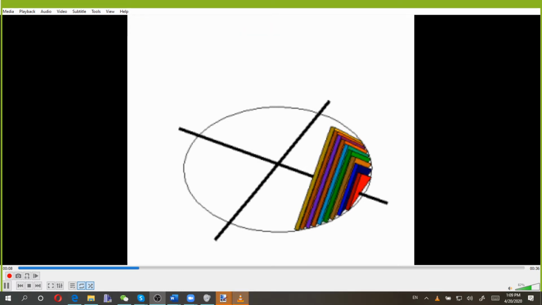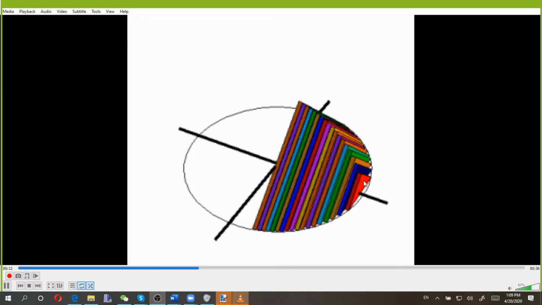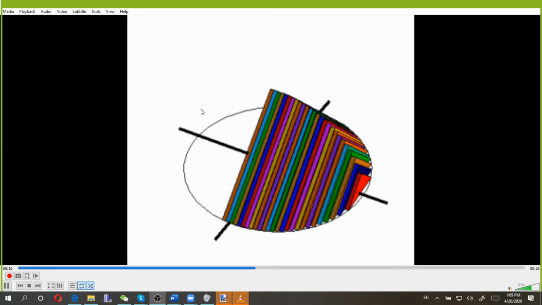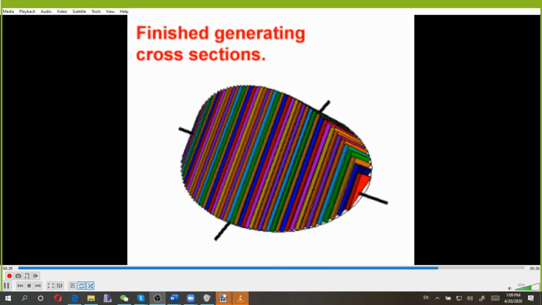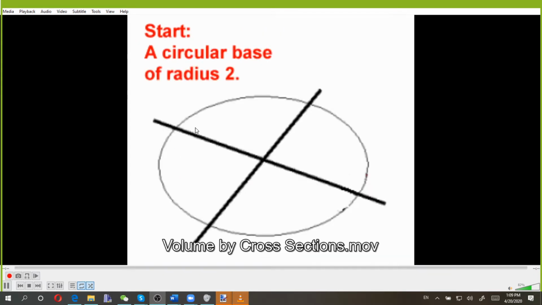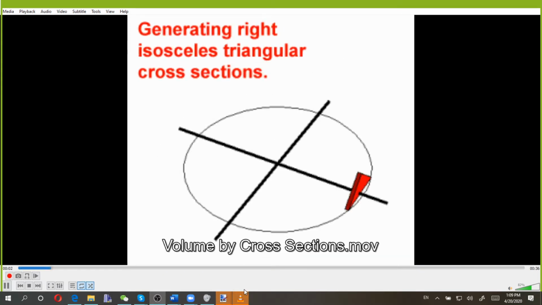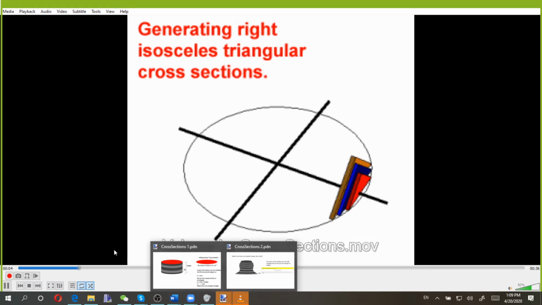So in this case, we've got right isosceles triangles. Those are isosceles triangles with a 90-degree angle here at the top corner. And then stacking on the base of a circle with a radius of 2 as we keep going from one side to the other. And we'll just keep stacking infinitely many of these isosceles right triangles on top of each other until we end up creating a three-dimensional shape. Okay, so that's the basic idea.